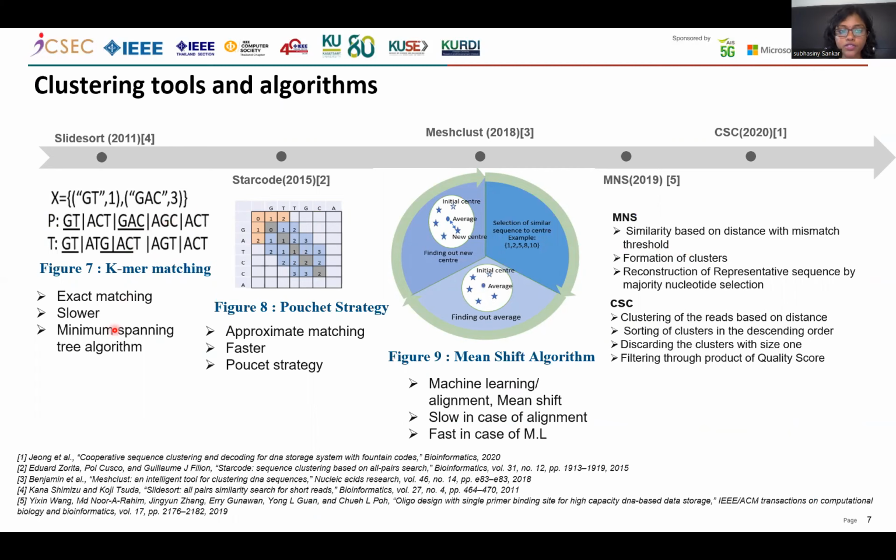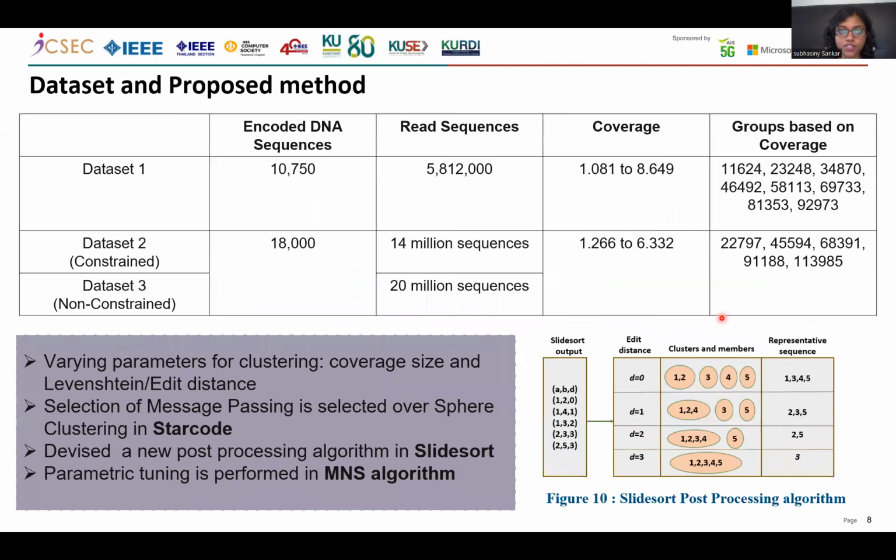For Slide, it uses exact matching. Starcode uses approximate matching. MeshCluster uses a combination of two algorithms. The first is the GLM or alignment-based approach, and the second is the mean shift algorithm. MNS and CSE use a Hamming distance-based approach.